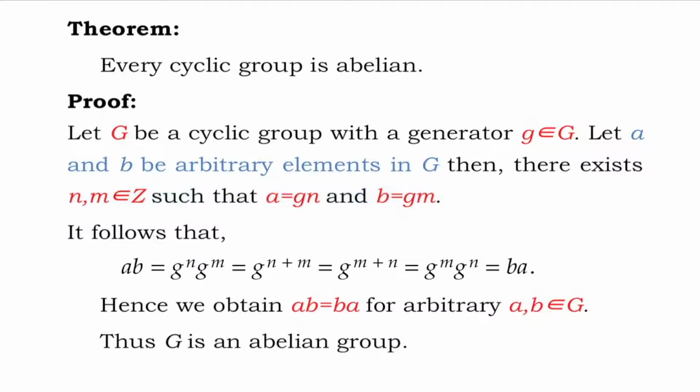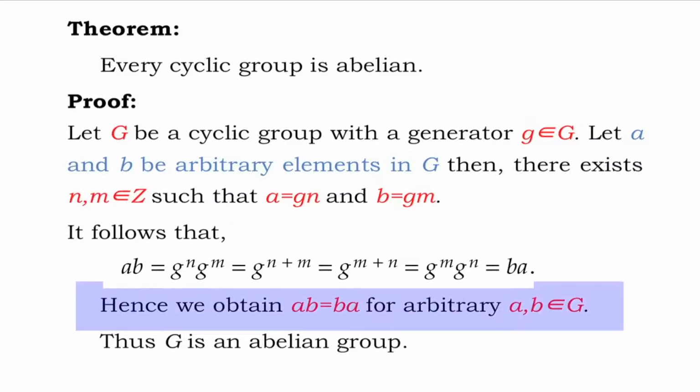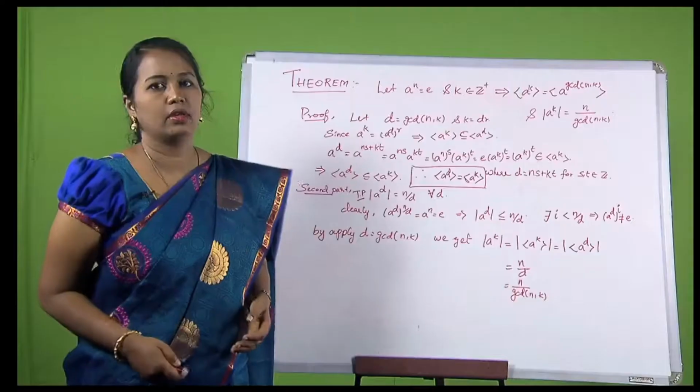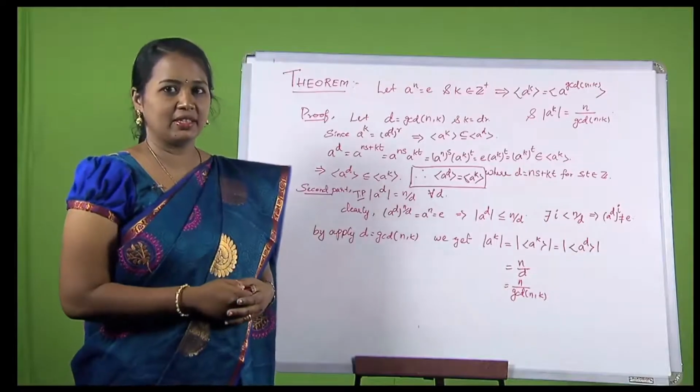It follows that ab is equal to g power n times g power m, that is equal to g power n plus m. Since addition is abelian, we can write it as g power m plus n, and that is equal to g power m times g power n, that is equal to ba. So, we have now proved that ab is equal to ba for any arbitrary elements a, b belonging to G, and therefore G is an abelian group. We shall now see the next theorem.